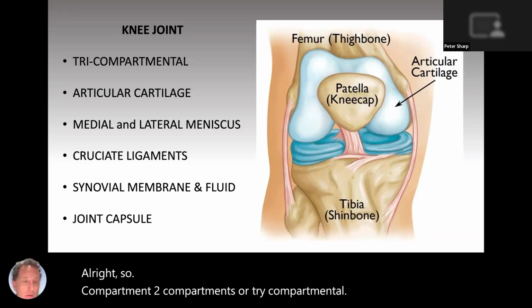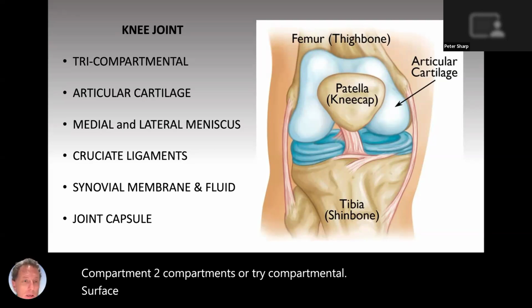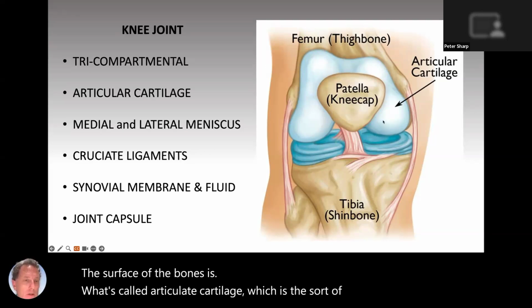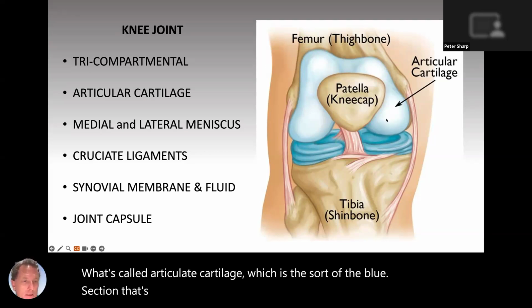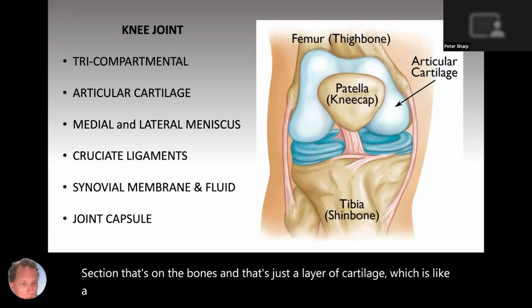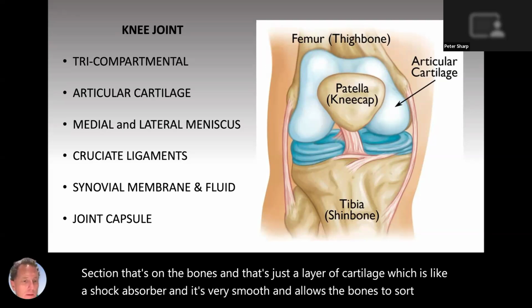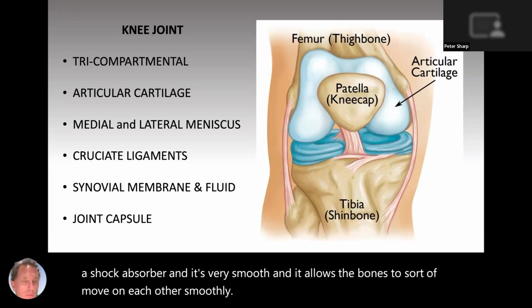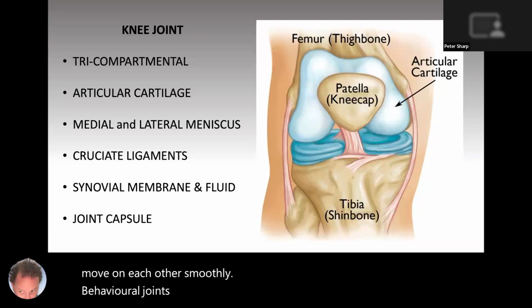So on the surface of the bones is what's called articular cartilage, which is the blue section that's on the bones. And that's just a layer of cartilage, which is like a shock absorber. And it's very smooth and allows the bones to move on each other smoothly. So all synovial joints have that articular cartilage.